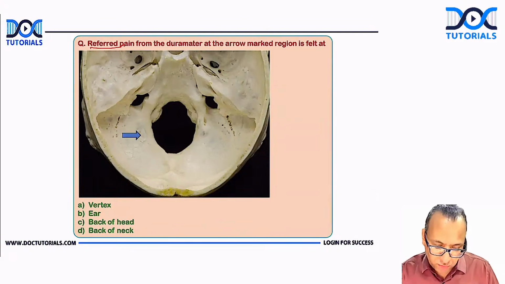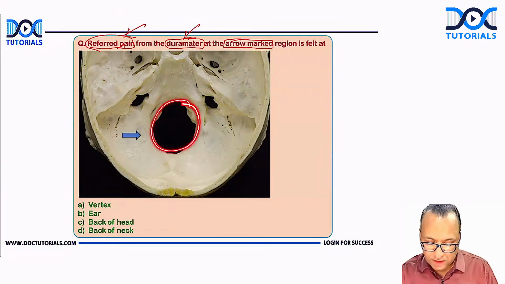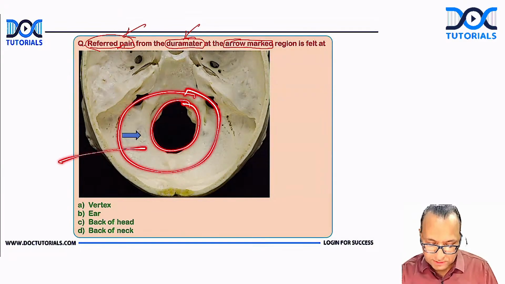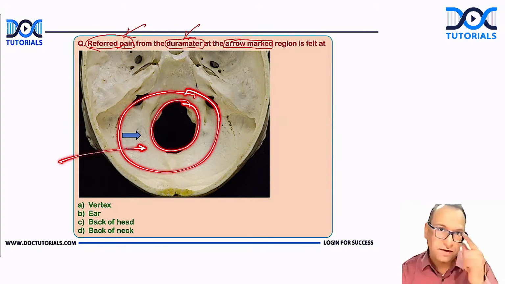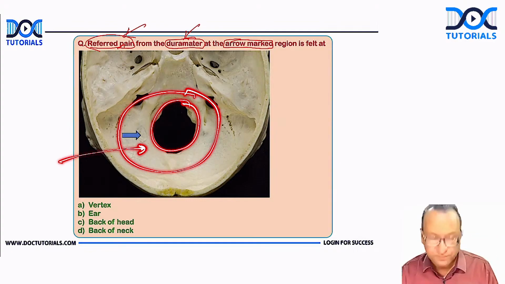Now, as we are moving further, this is one question they are asking, referred pain. This is about referred pain from the dura mater in the arrow mark region. So where is the arrow mark region? It is around the foramen magnum, posterior cranial fossa. They are asking that if dura mater is inflamed, say for example there's a tumor which is inflaming or there may be meningitis, simple meningitis.